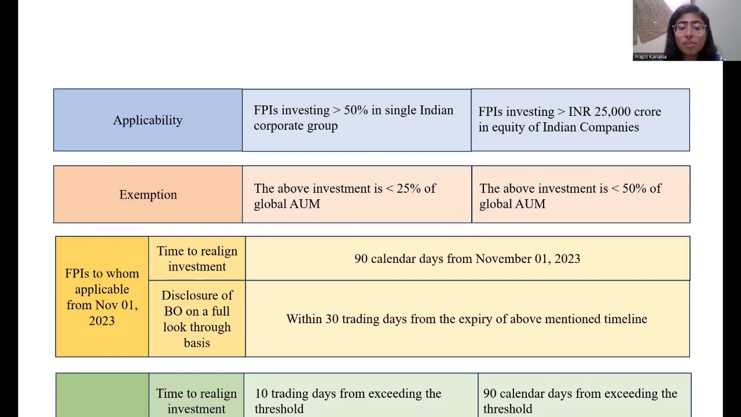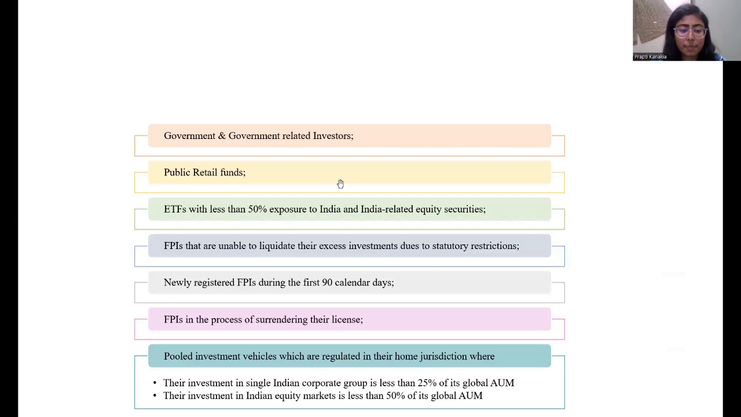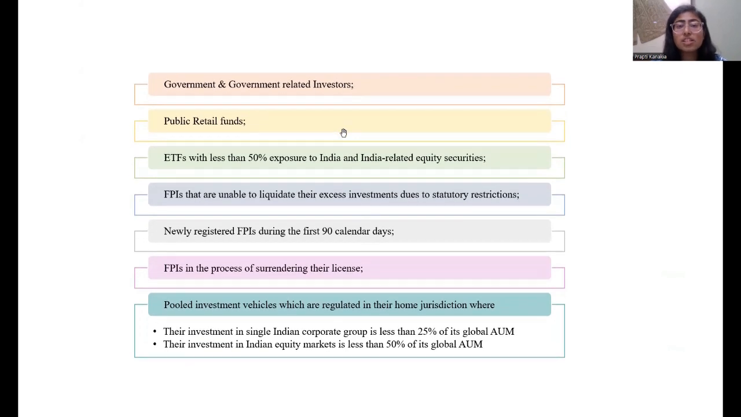Like, let's say there is a government that is registered as an FPI in India. In that case, there is no chance of such a government FPI being used as a route to circumvent the provisions of MPS. And therefore, SEBI has identified certain FPIs which will not be required to provide the disclosure. So one is government or government related investors. The other is public retail funds. These funds usually have investments from the retail public, so the retail public will not be interested in circumventing the provisions.